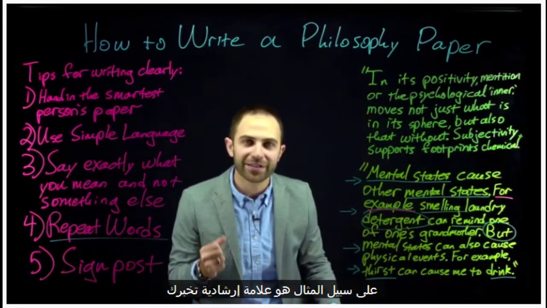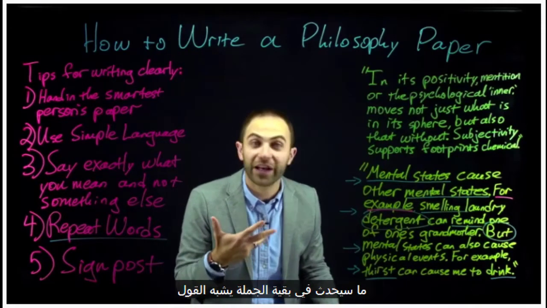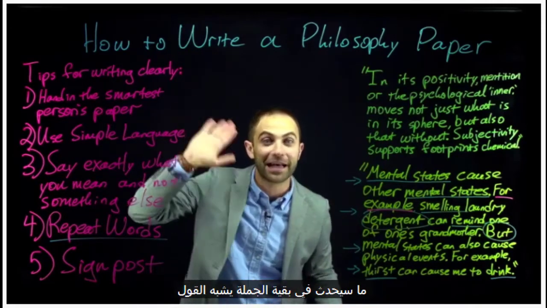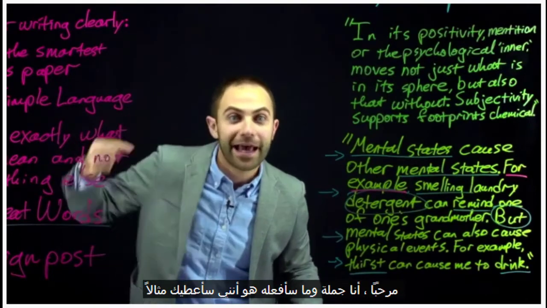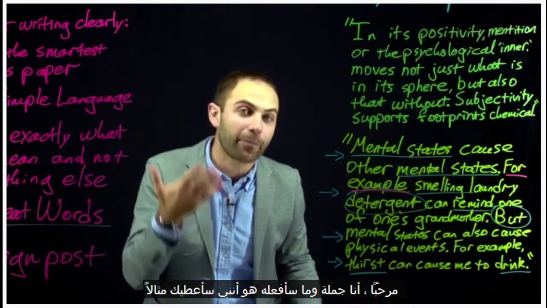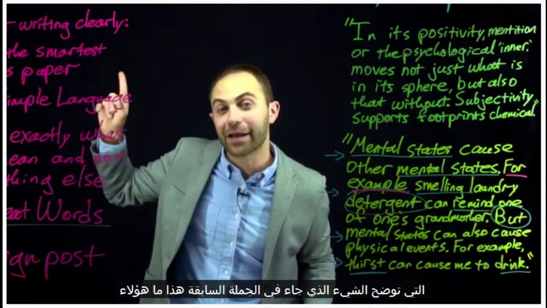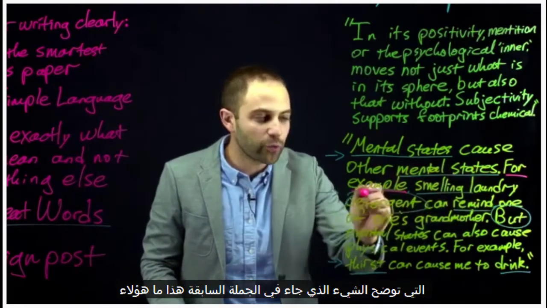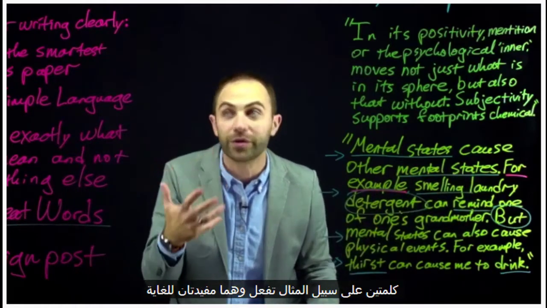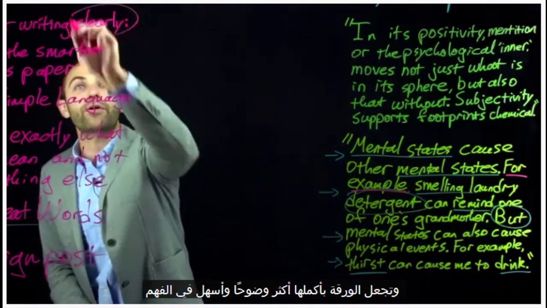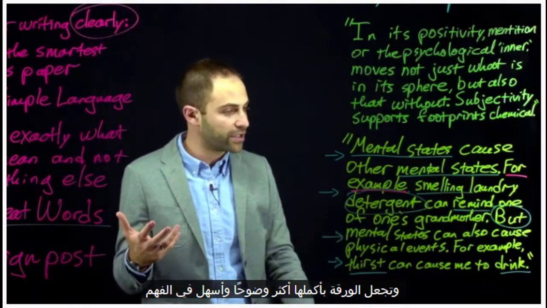"For example" is a signpost. It tells you what's going to happen in the rest of the sentence. It's like saying, hey, I'm a sentence, and what I'm going to do is give you an example that illustrates the thing that came in the previous sentence. That's what those two words, "for example," do, and they're extremely useful, and they make the whole paper much clearer and much easier to understand, right?